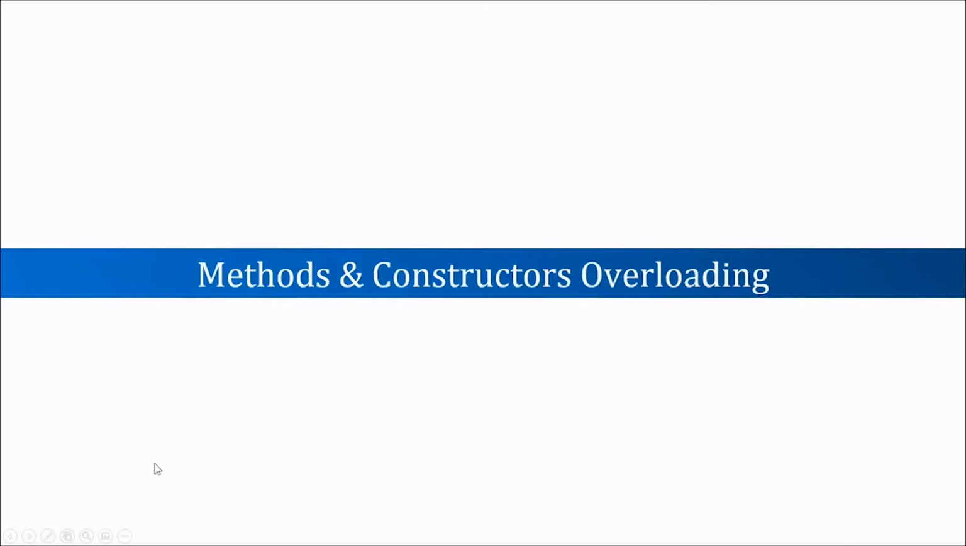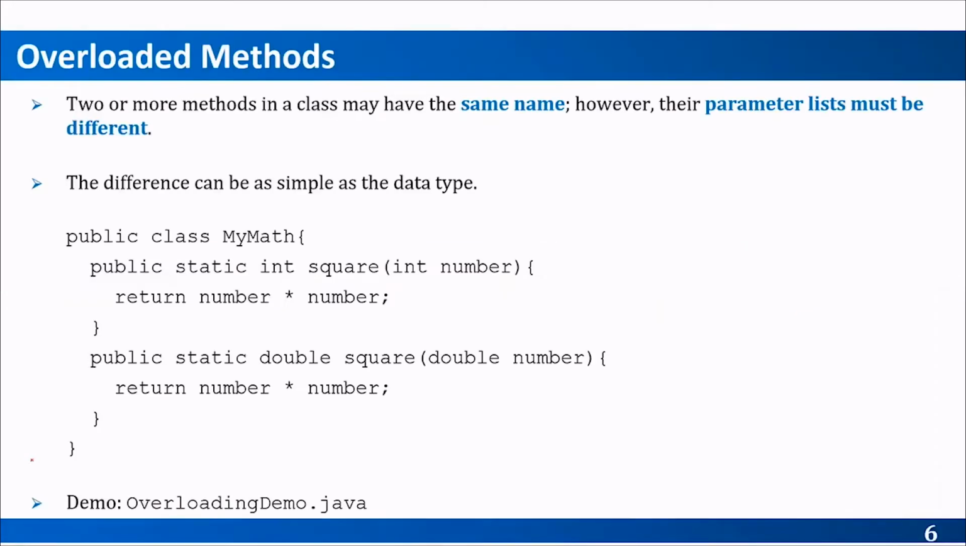The last topic we will cover in this lecture is the overloading of methods and constructors. We have seen the overloading of constructors before, but we are going to talk about overloading of methods first, and then we will go back and revisit the overloading of constructors. So a method is said to be overloaded if there are two methods in a class that share the same name, but they have different parameters list.